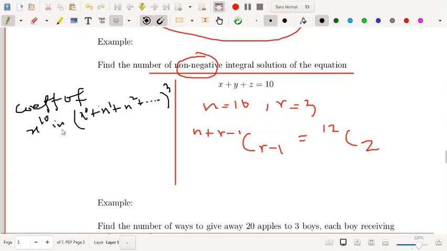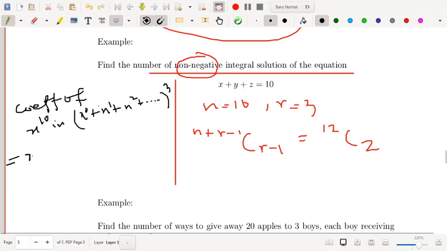For y you have x0, x1, x2, etc. And for z you have x0, x1, x2, etc. So 3 expansions for 3 variables, that is why the cube. And x0, x1, x2, these are non-negative integers. And this is the same as the coefficient of x to the power 10 in the expansion of this.